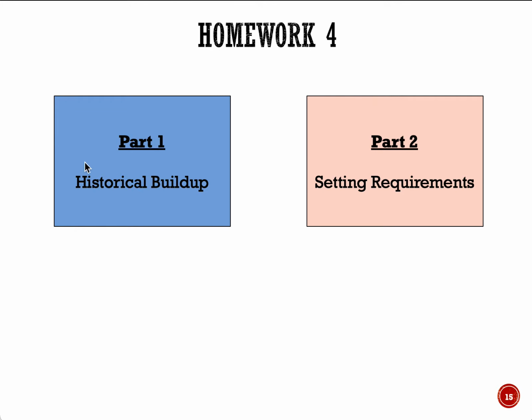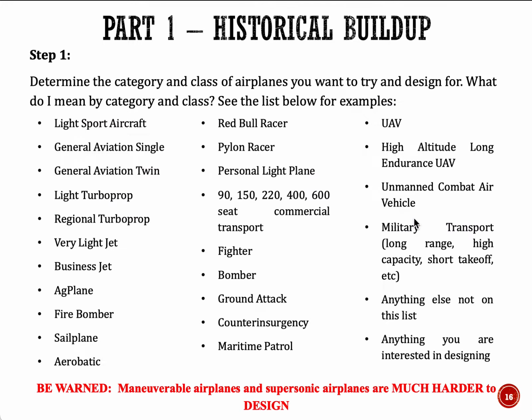All right. So there will be two parts to this homework. The first one is the historical buildup, where you will collect a lot of information on 10 different aircraft of similar category and class that you want to design. And you will use the data that you find in the historical buildup to set requirements for the aircraft that you want to design. Pretty much, you will be talking about what it is that you want the airplane to do and how you want it to do it. All right. So let's jump into the first part, which is a historical buildup.